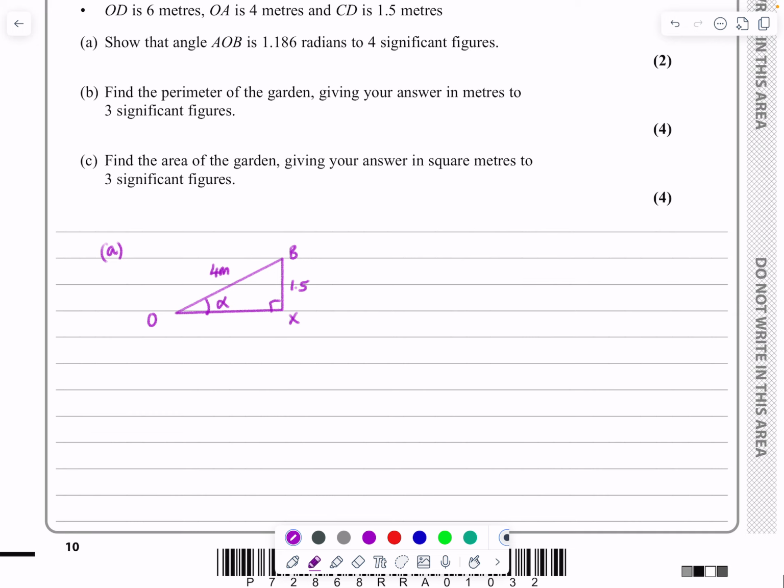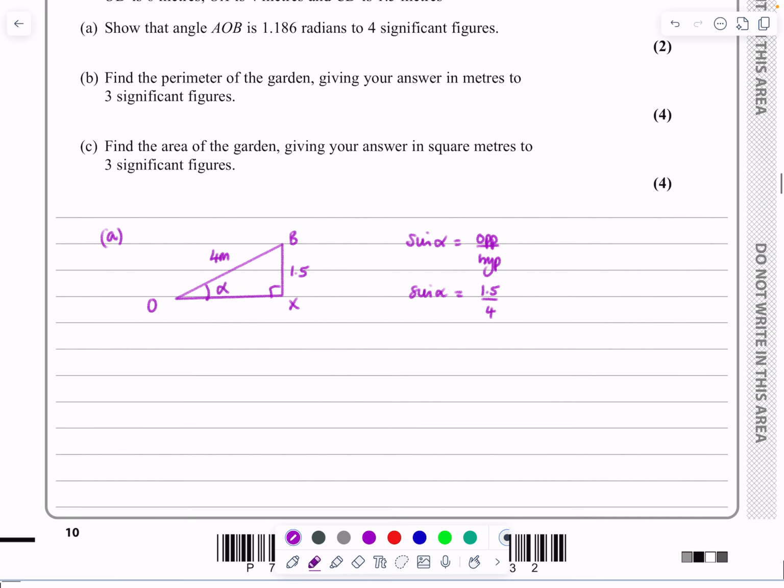But if I'm trying to work out alpha there, hopefully you don't need any support with that. That's just sine, isn't it? Sine alpha is opposite over hypotenuse. So sine alpha will be, in this case, 1.5 over 4. So inverse sine of that, alpha is going to work out to be equal to 0.384.